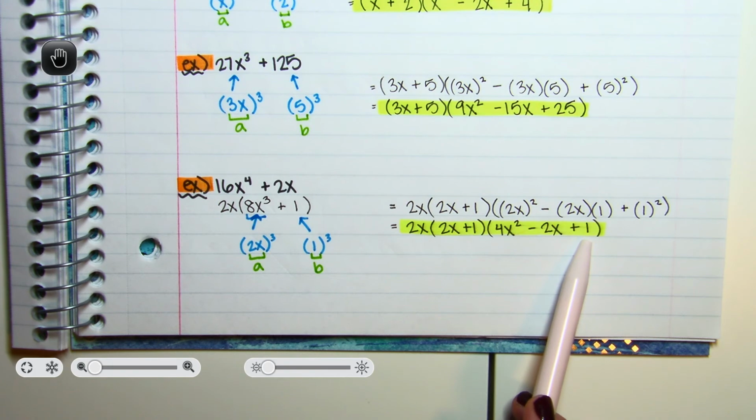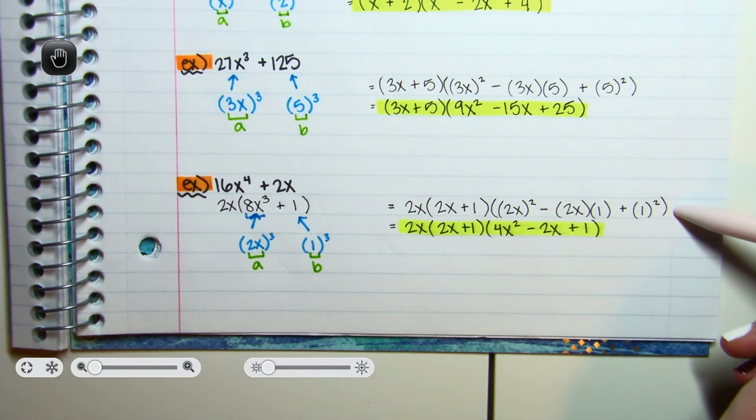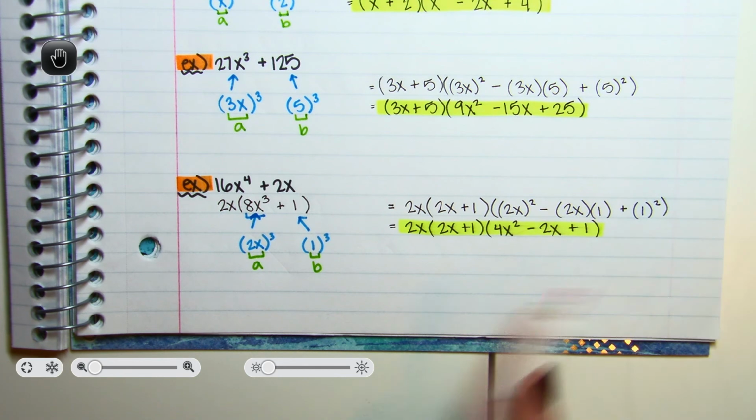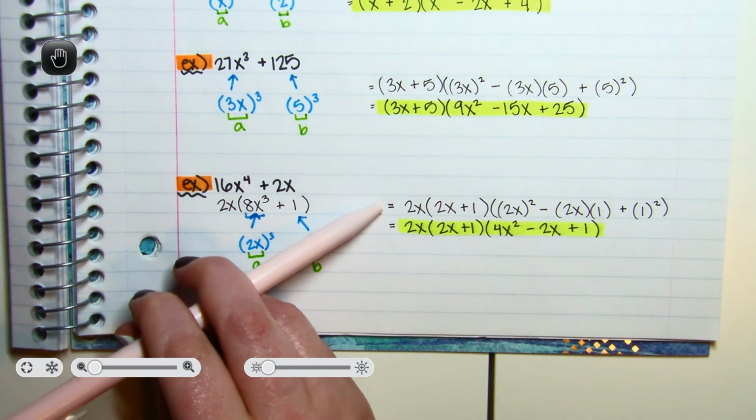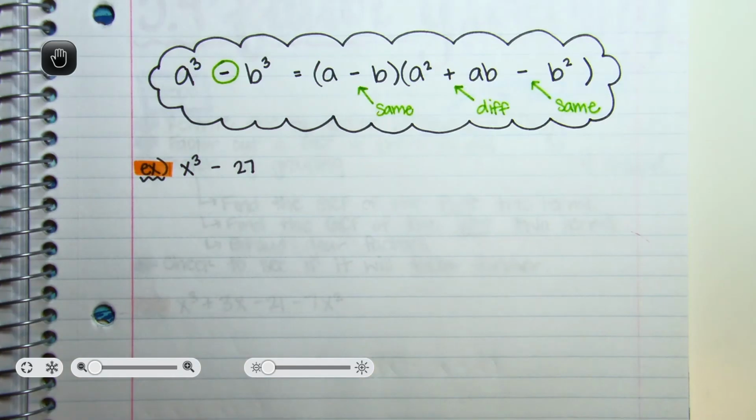And I also definitely recommend showing this step at the very least when you start doing these problems, just to kind of get the hang of the formula and how to do it, and make sure that you're not making mistakes. Now we're going to move on to the difference of cubes.